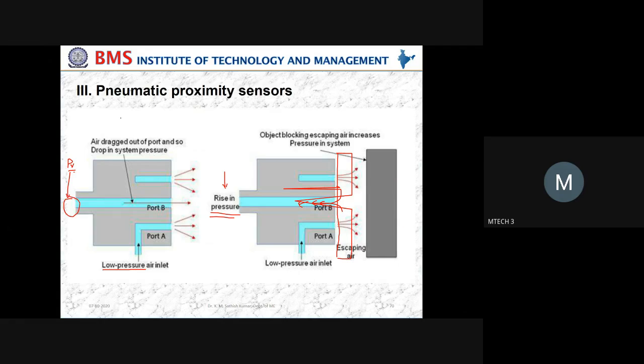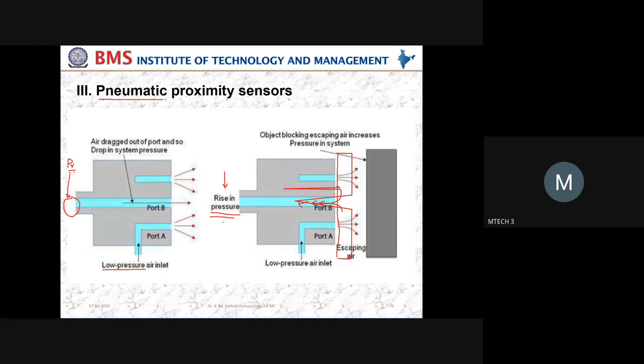That means, in the case of a pneumatic proximity sensor, I am going to use what is called the working fluid as the air. Okay, pneumatic. Working fluid is the air. Are you understanding? Because of this air, in the pneumatic sensor, whenever the object is nearer to the port, the rise in pressure is going to be more. When I make the object away from the sensor, the rise in pressure is lesser.